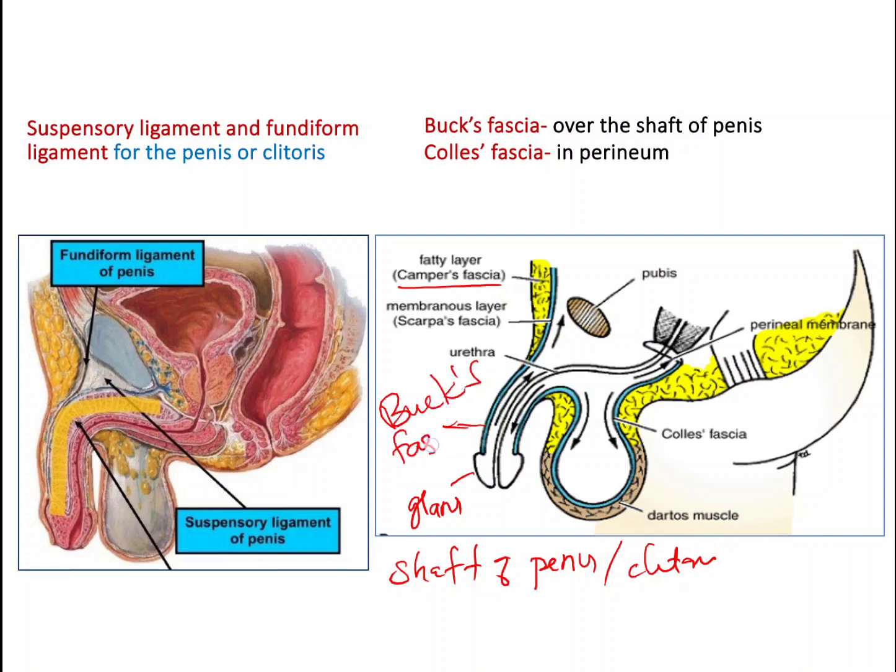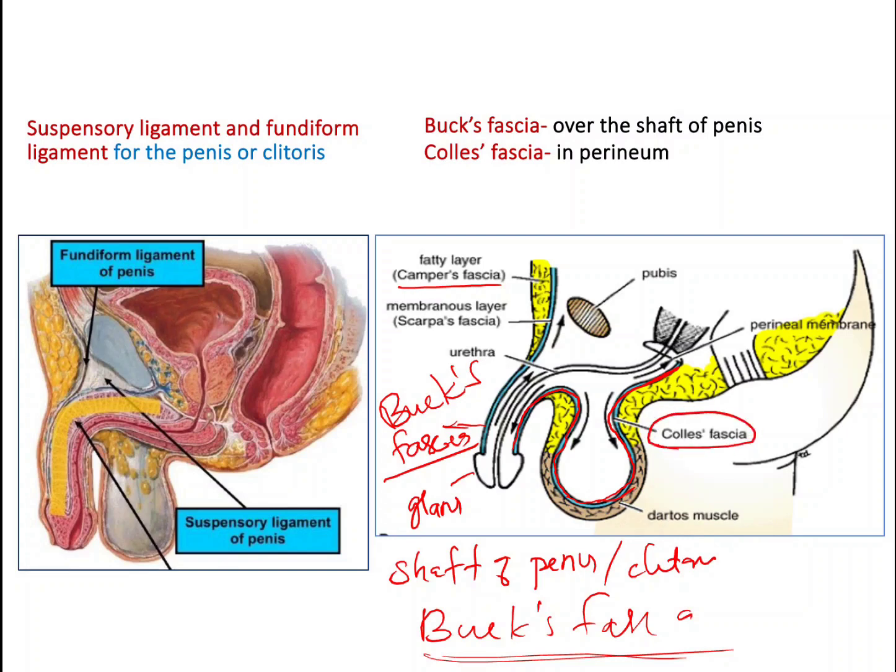Remember, Buck's fascia. So Buck's fascia is the fascia covering the shaft of penis. After that, what happens? After lining this one, it covers the scrotum and it goes to the perineum. So here it is known as the Colles fascia. So we have the Buck's fascia and the Colles fascia in the perineum.